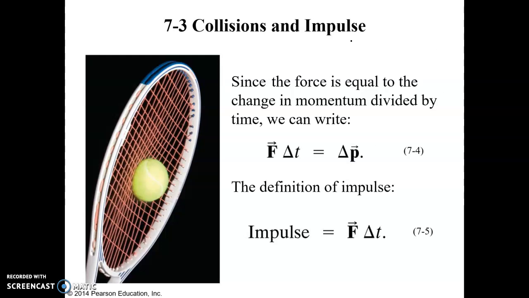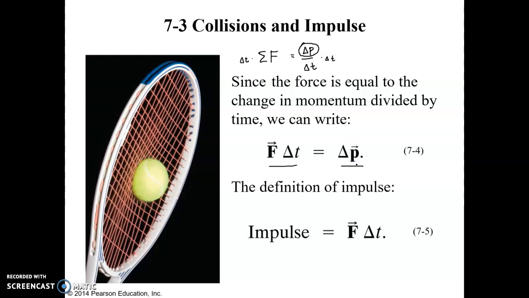So we had stated earlier that force, or the sum of forces, is equal to the change in momentum in a certain period of time. So change in momentum over change in time. And so if we solve that formula for this term here, we would just multiply both sides by delta t, and we get this: force times delta t equals delta p.